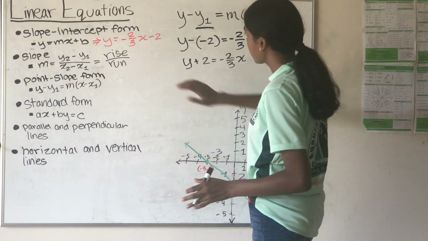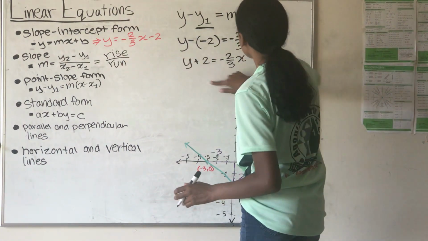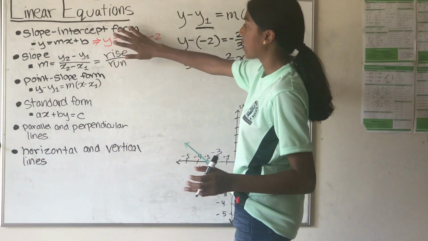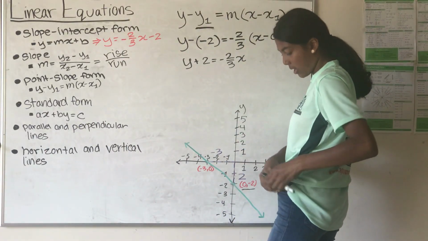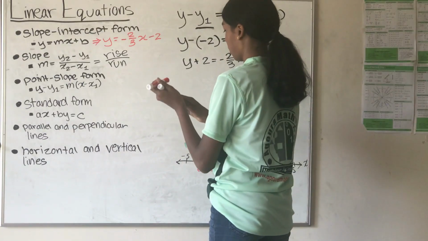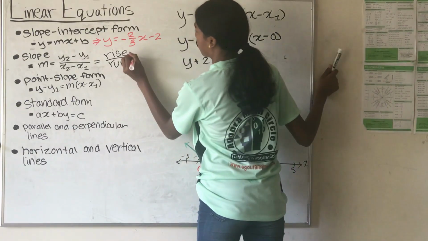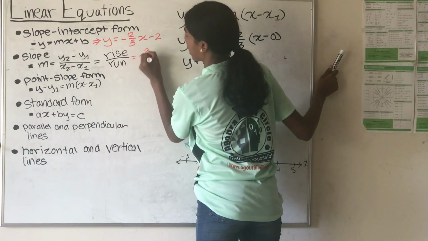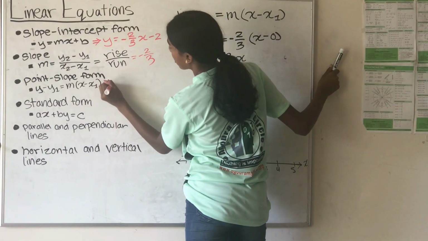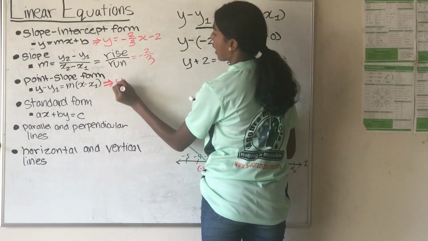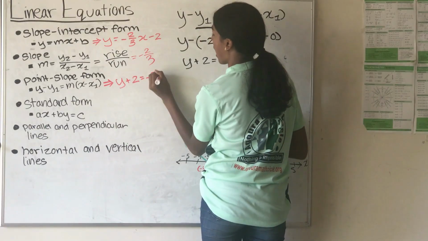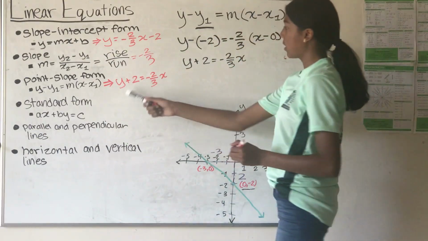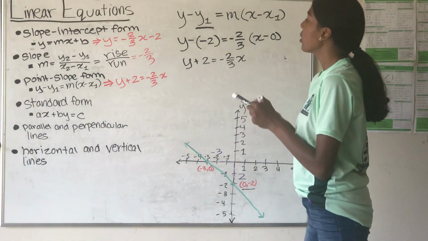And if you notice, basically, if we move the 2 to this side, we get the same thing as this. So we can see that these two are equal. So let's write that down. Write the slope as -2/3. And our point slope form ends up as y plus 2 is equal to -2/3 x. And that's point slope. Now we're going to move on to standard.